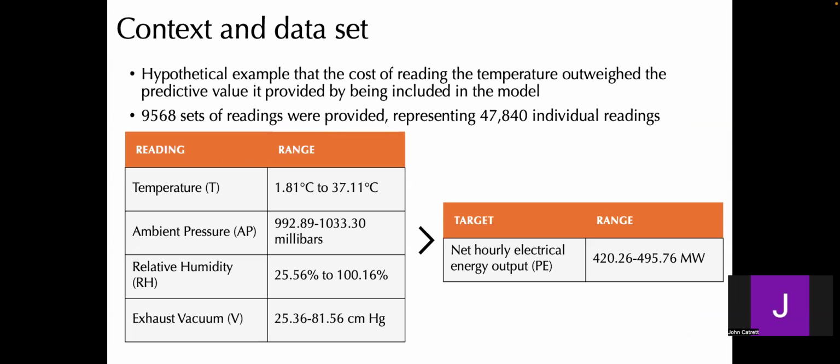So let's start with the data. Using a data set of 9,568 sets of readings, with each set representing 4 individual readings for a total of almost 48,000 readings, we can see the ranges across the different readings for this data and their subsequent impact on electrical energy output, which is our target variable.